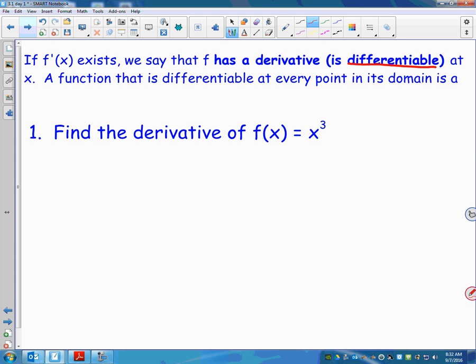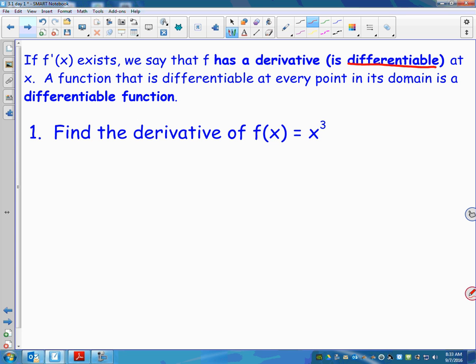So a function that is differentiable at every point in its domain is a differentiable function. That means you can take its derivative at any point. And we're going to talk about what isn't differentiable at some point. If it's not differentiable, do we say non-differentiable? I'm trying to make longer words.